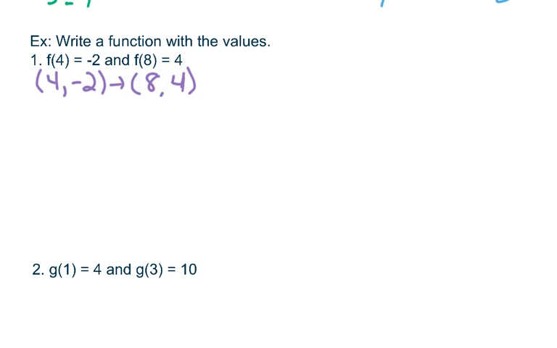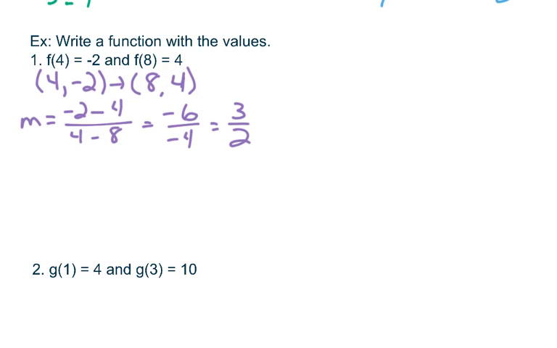I'm going to go from left to right this time, so m is equal to, do our y's first, negative 2 minus 4, and then our x's, 4 minus 8. Negative 2 minus 4 is negative 6. 4 minus 8 is negative 4. Negative 6 divided by negative 4. Negative over negative is a positive. 6 over 4 simplifies down into 3 over 2.